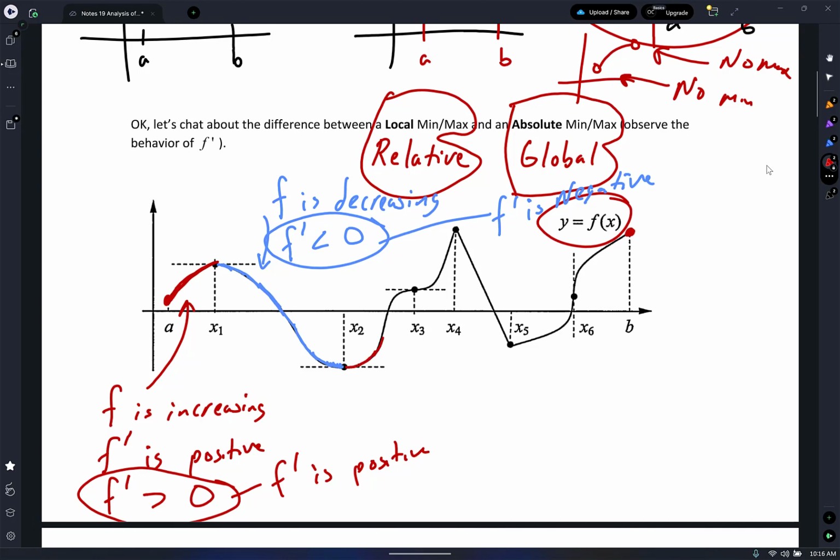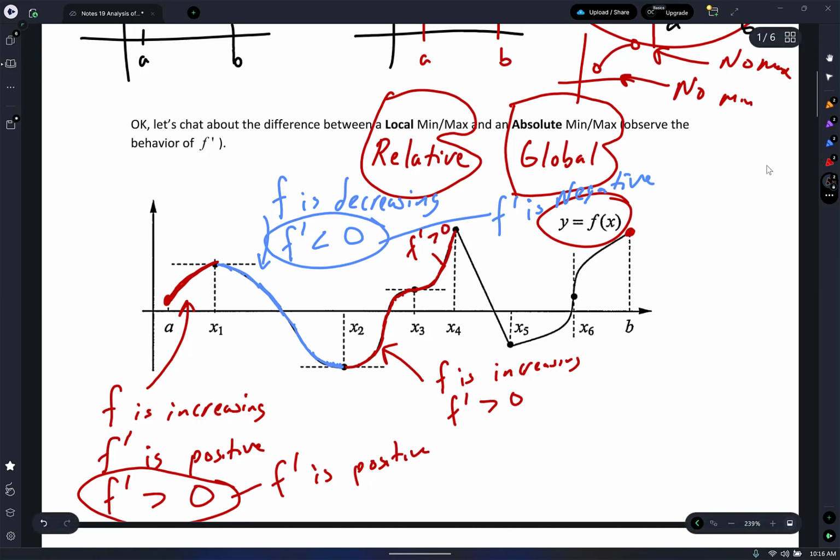I have to be careful, but it doesn't really look like a vertical tangent, so we're good. Everything here in red, f is increasing. F prime is positive. And of course, that is also f prime is increasing and f prime is positive. Was there a sign change?